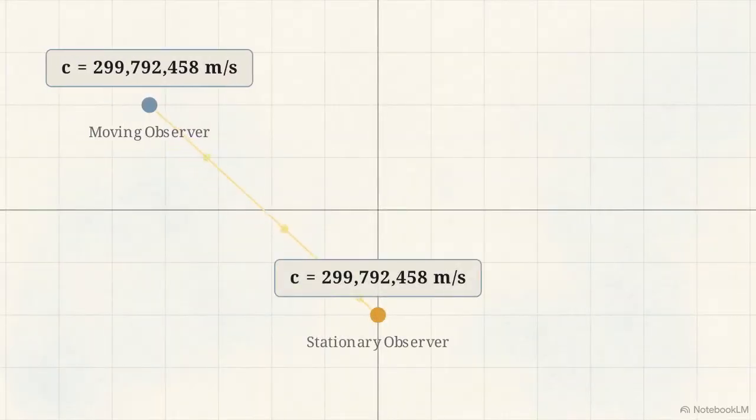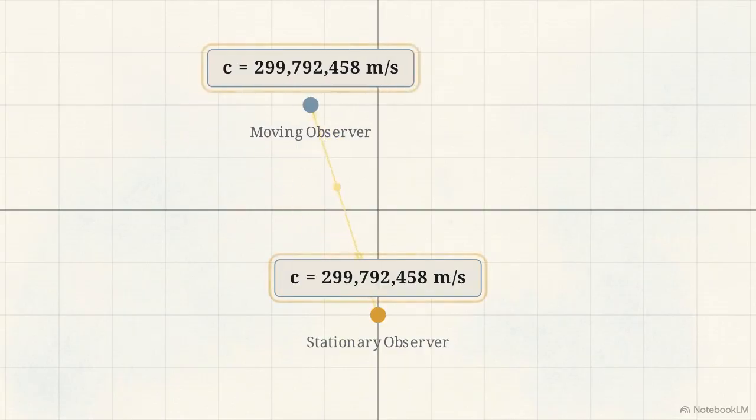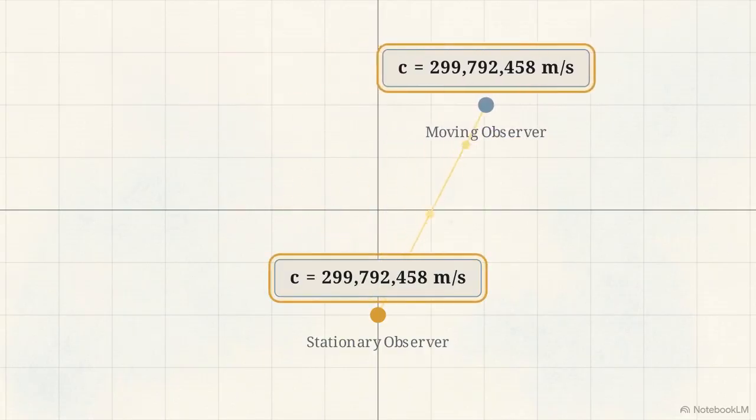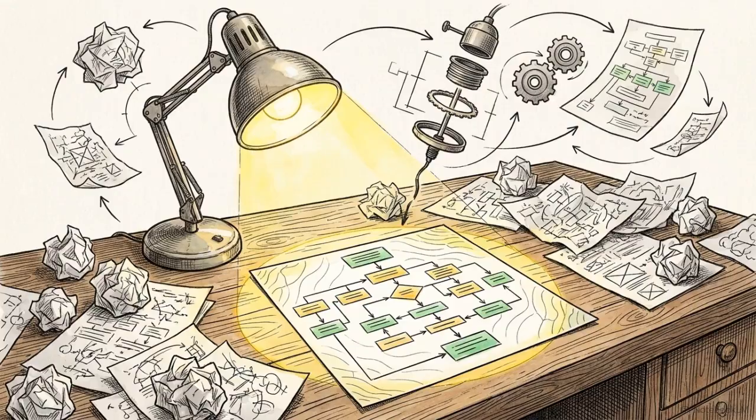Albert Einstein relied heavily on invariant logic, resolving the long-standing conflict between electromagnetism and classical mechanics by anchoring his special theory of relativity on a single invariant. The speed of light in a vacuum remains constant for any inertial observer.